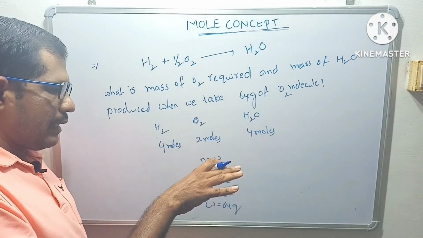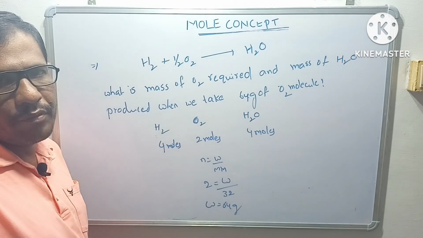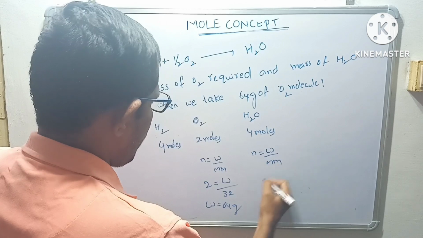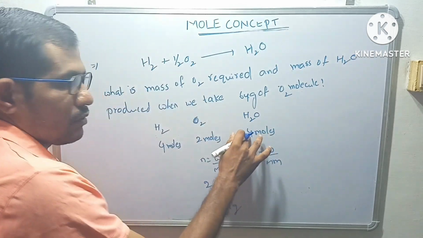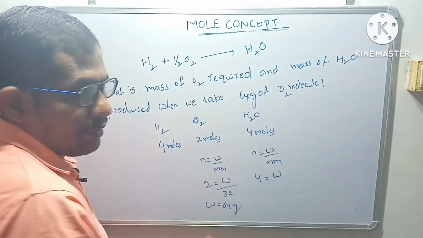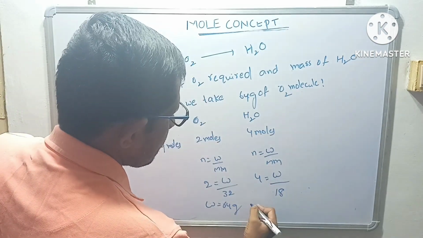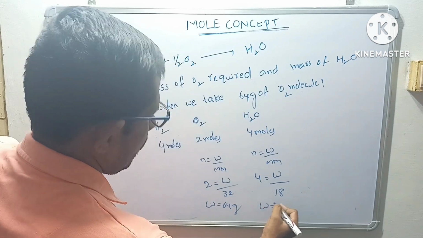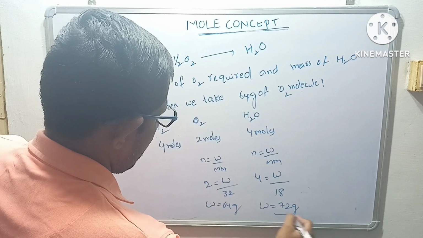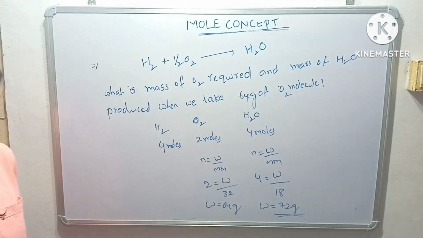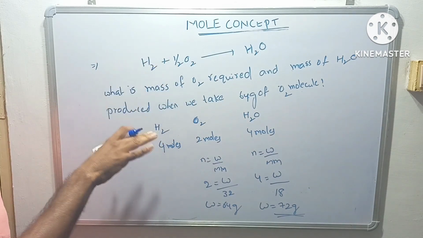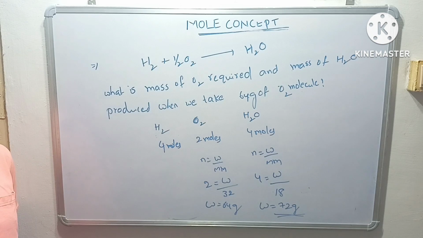We also need to calculate the weight of the H2O produced. For that, moles equal to weight by molar mass, right? So 4 moles we are getting over here. The molar mass of water is 18, so we get 72 grams. So in this way, when any mass is given in the question and we are asked to calculate other masses, we need to proceed in this way.